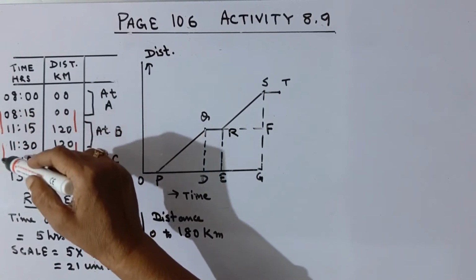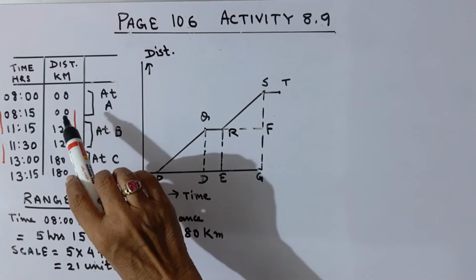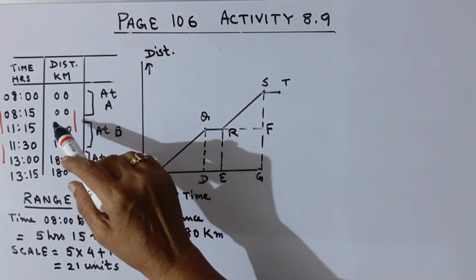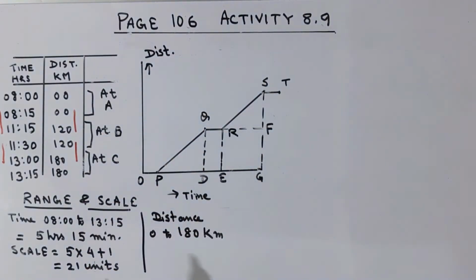The times and the distances marked in red denote the interval and the distance traveled during the journey from A to B and from B to C. So let us calculate the range and scale.